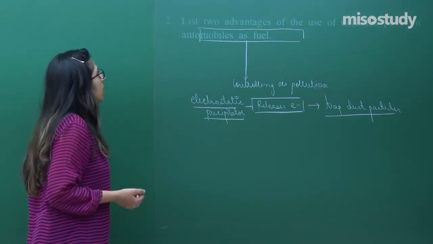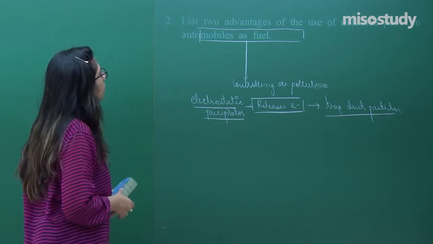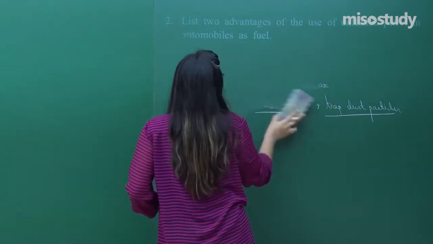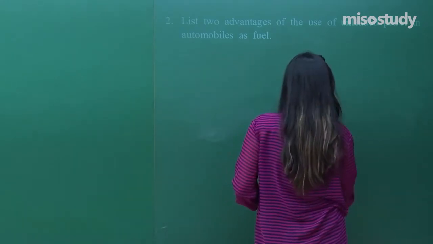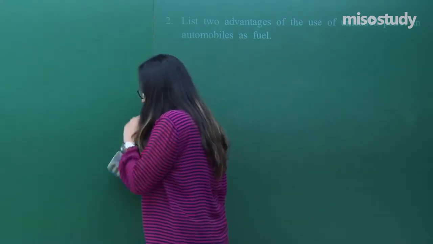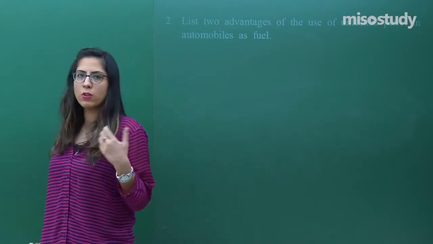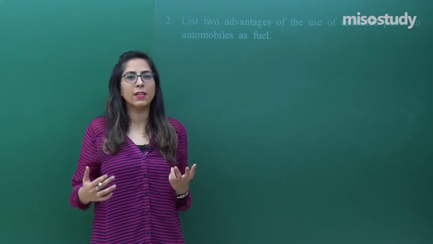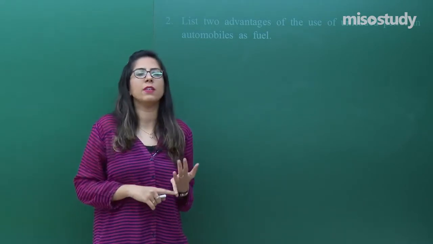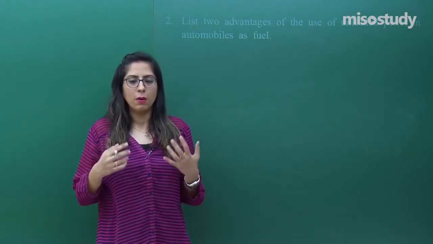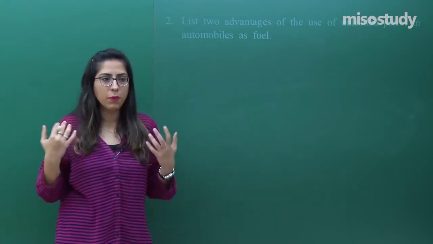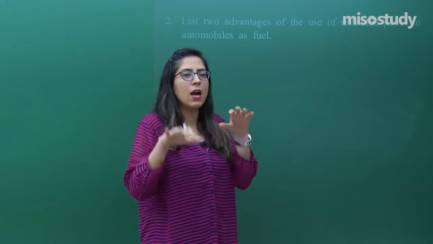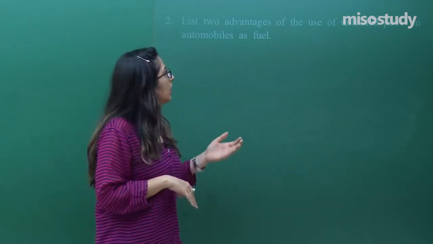Let's move towards our next question, question number 2. List 2 advantages of use of unleaded petrol. Unleaded petrol is more towards controlling air pollution. Today pollution is spreading, and one of the major reasons is the burning of fossil fuels, due to which poisonous gases are released into the atmosphere, causing air pollution.